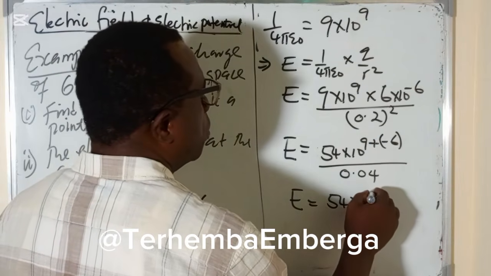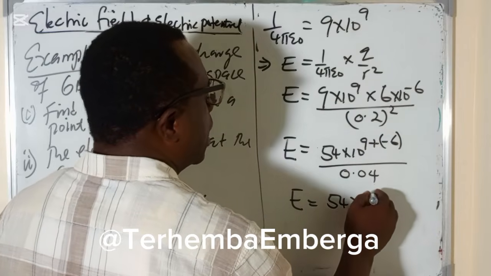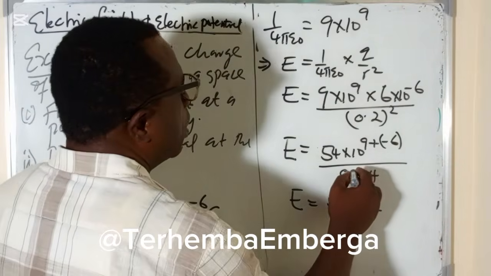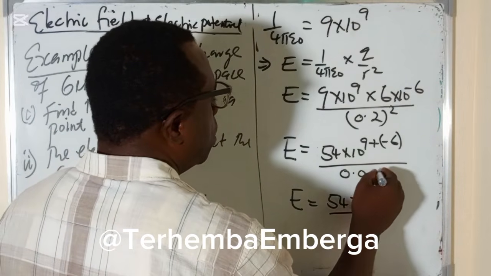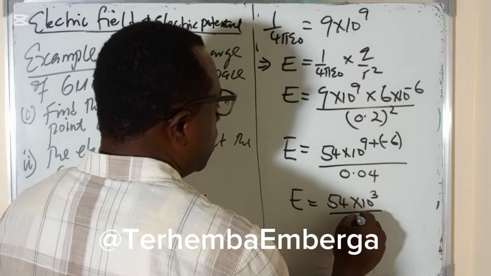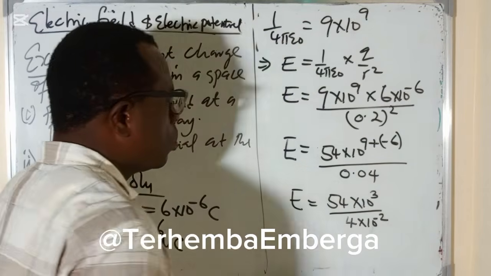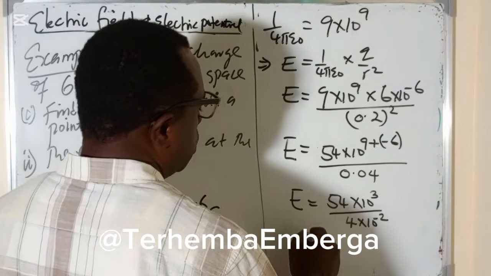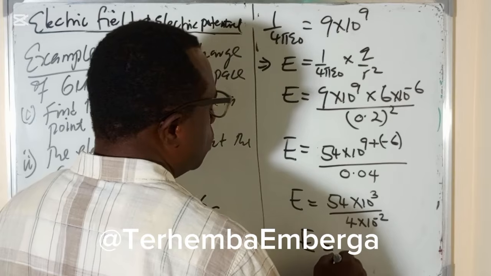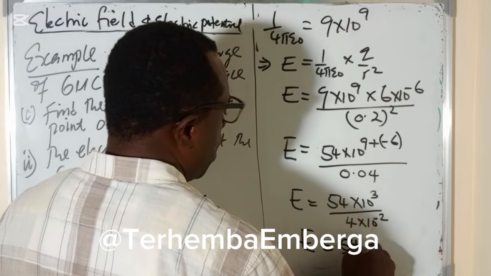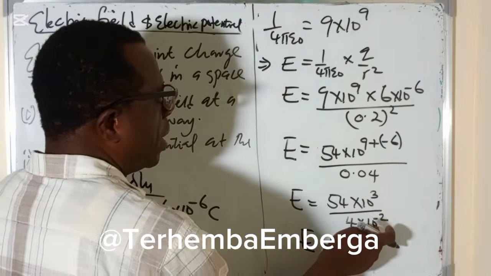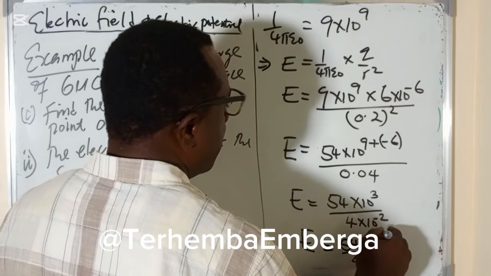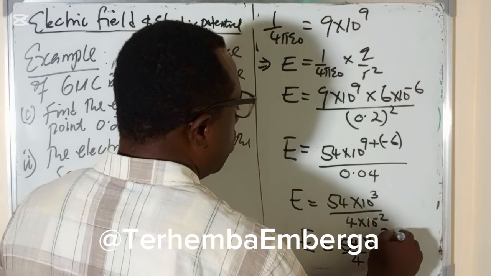So this will become what? 9 minus 6 is 3. All over, if you convert this to standard form, 0.04 is 4 times 10 raised to power minus 2. So it's becoming easier for us, and we can say that E is equal to 54 divided by 4. Remember, if you take this up, it becomes plus. So that will be times 10 raised to power 3 plus 2.